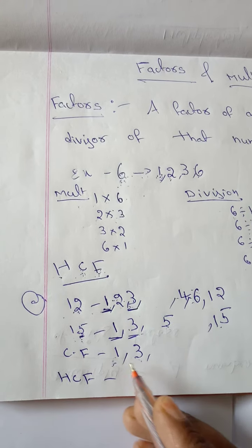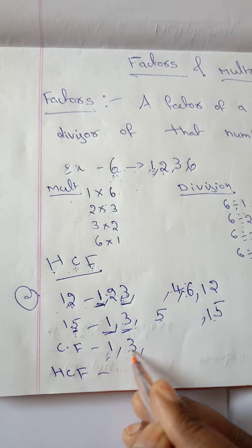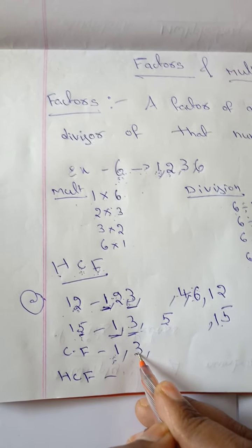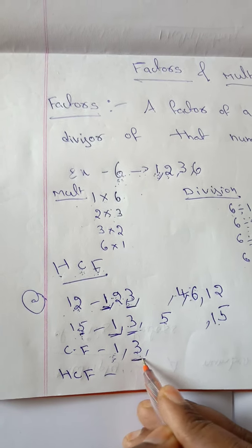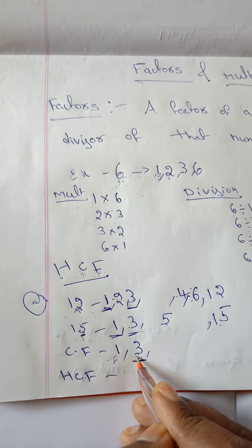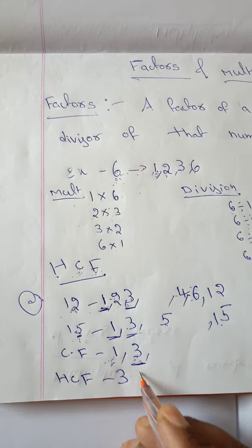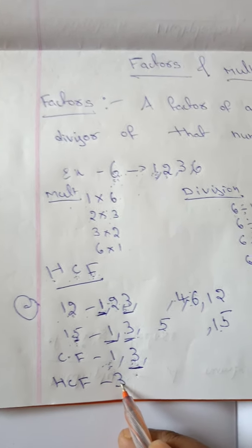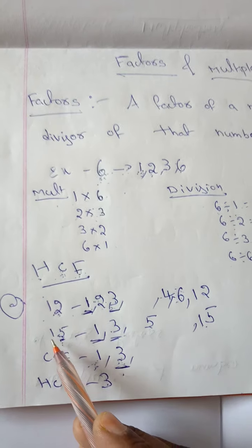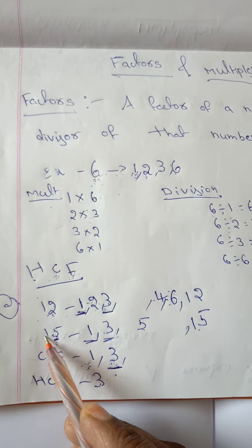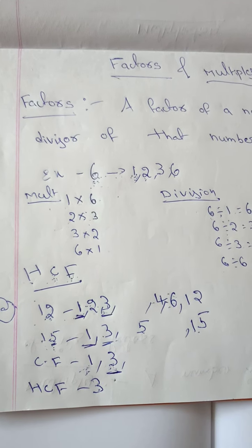1 and 3. Here highest common factor is highest in the sense, given the common factors, which one is the greatest or biggest. So what is the biggest factor of 1 and 3? 3. So highest common factor is 3. So 3 is the highest common factor of 12 and 15. Yes children.